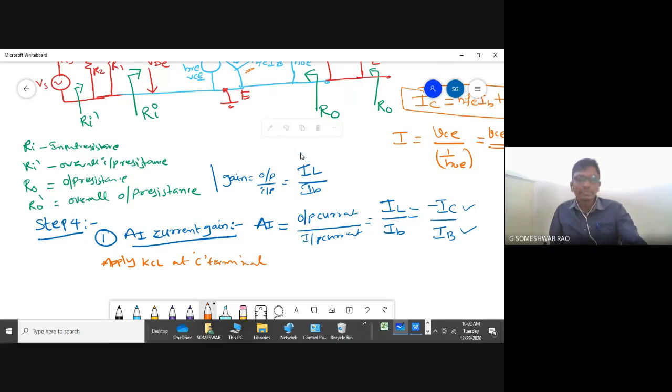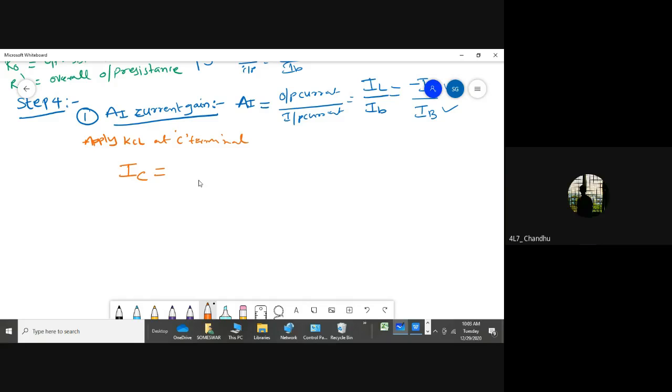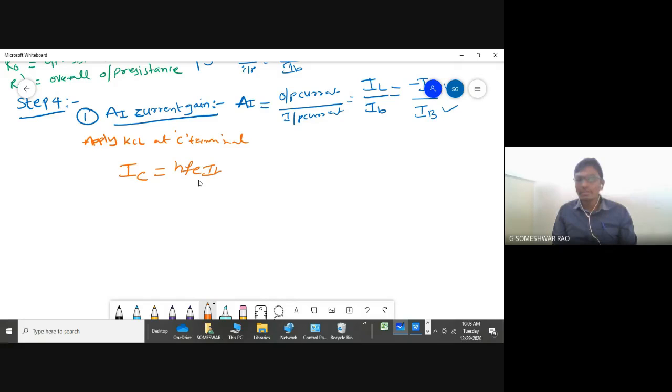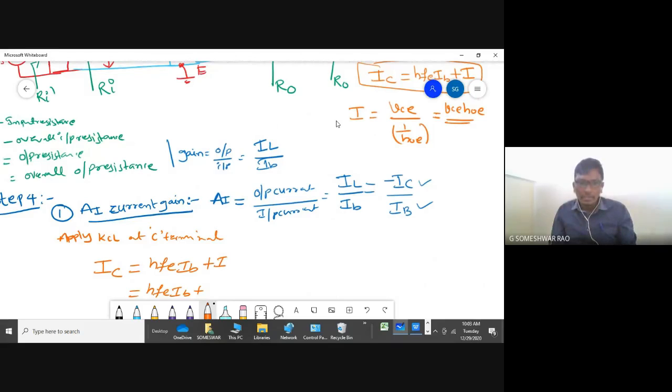We got that expression as, now tell me what is the expression we got? Have you written? IC is equal to, what is IC equal to? Tell me. Have you written or not? HFE into IB. Very good. HFE into IB plus I, we assumed. What is that I? HFE into IB plus I. What is I? I is nothing but, just look here, VCE into HOE. Is it okay? VCE into HOE. Understood by everyone this expression?